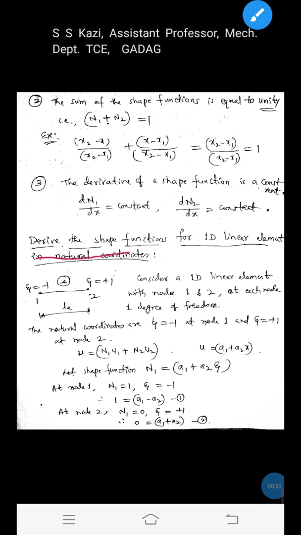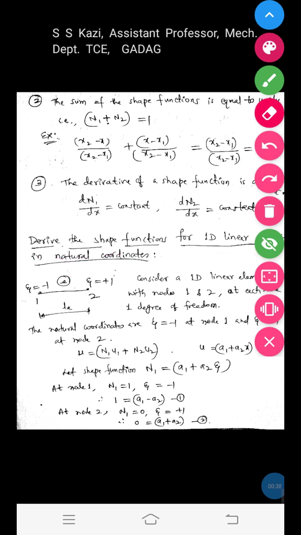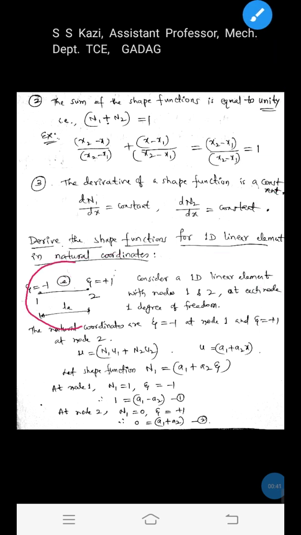Now to derive the shape functions for 1D linear element in natural coordinates, I first consider a 1D linear element having two nodes. We know that all the linear elements, whether 1D, 2D or 3D, consist of only the corner nodes. If you consider the one-dimensional element in FEM, that is line element or bar element or rod element, and take only the corner nodes, then it is a linear element. It is a two-noded element. A two-noded line element or 1D element is a 1D linear element.